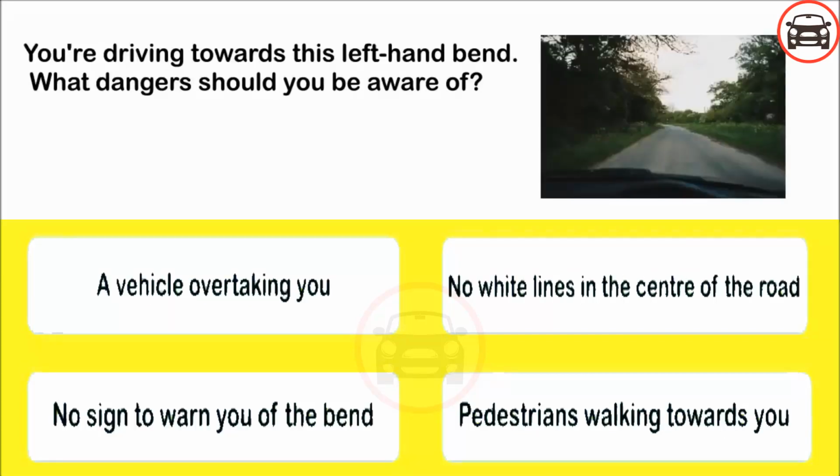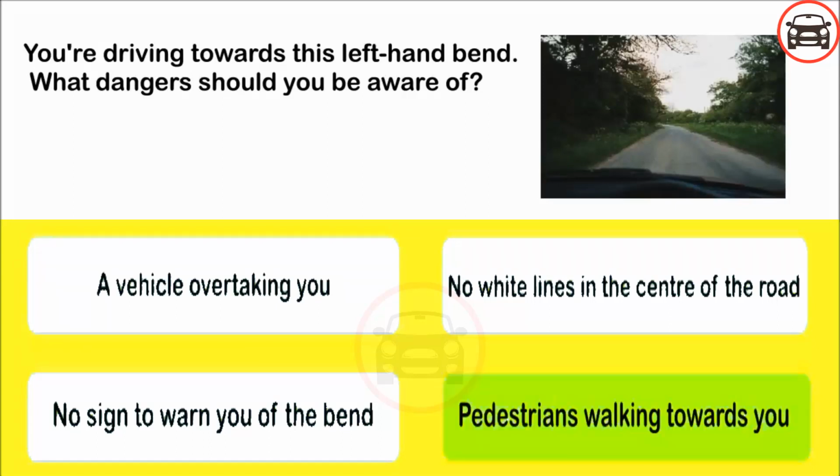You're driving towards this left-hand bend. What dangers should you be aware of? A vehicle overtaking you. No white lines in the centre of the road. No sign to warn you of the bend. Pedestrians walking towards you.